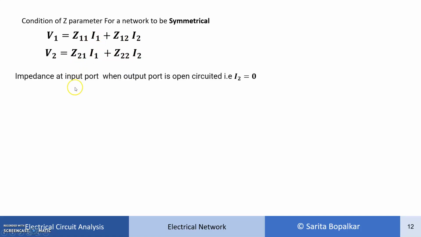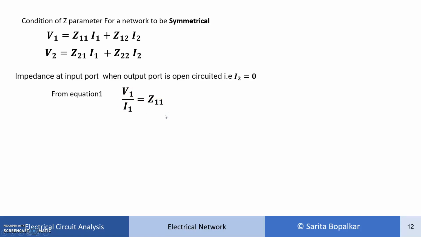Now, impedance at the input port when another port is open circuited, that is output port is open circuited. Open circuit means output current is 0. So in this equation, let's put output current I2 as 0. So when I2 is 0, Z11 is equal to V1 upon I1, because we are interested in input impedance at input port. So we can use only equation 1 to get input impedance, that is Z11.